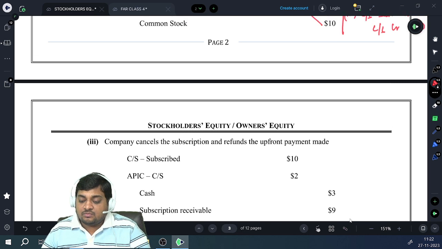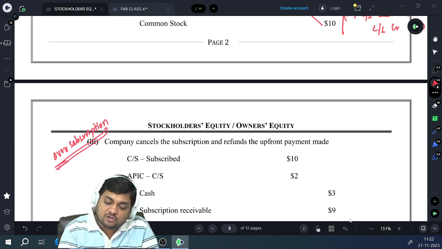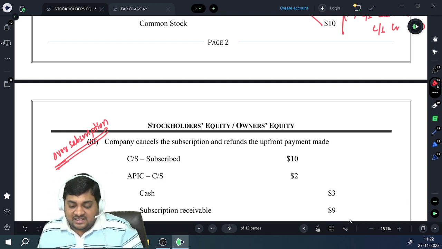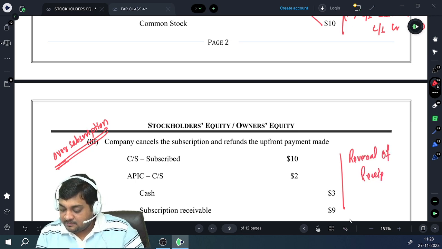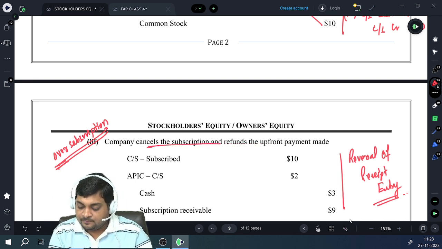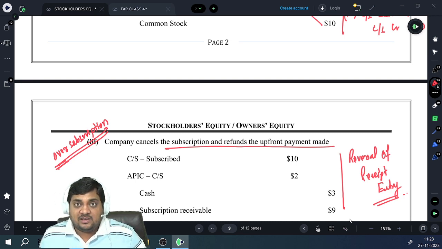Now, in case of oversubscription, we won't be able to allot shares to every applicant, right? To some applicants we have to refund the money. In that case it is just the reversal of the receipt entry. Simply I am cancelling the subscription. I cannot accept all the applications, so I have to reject a few applications and refund their money.